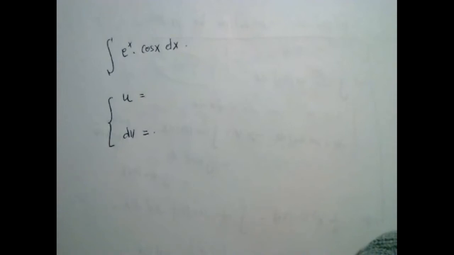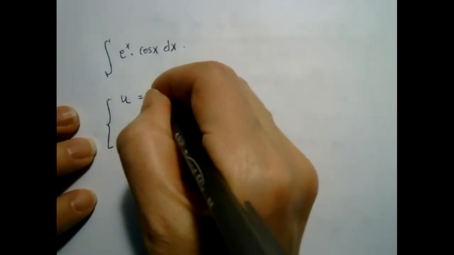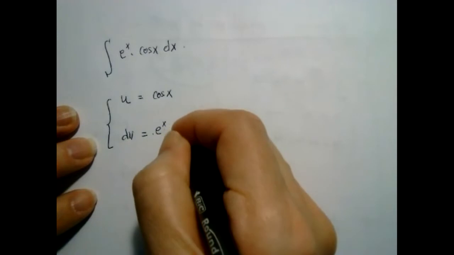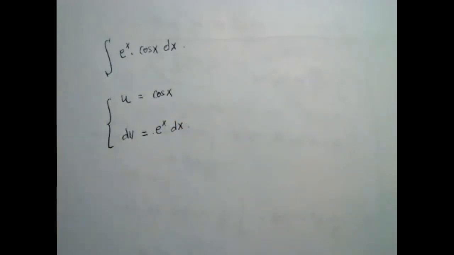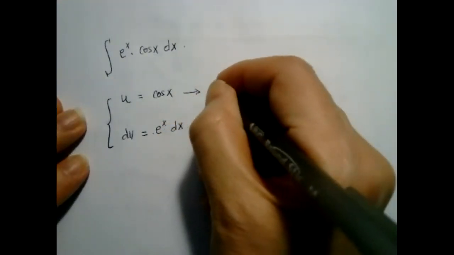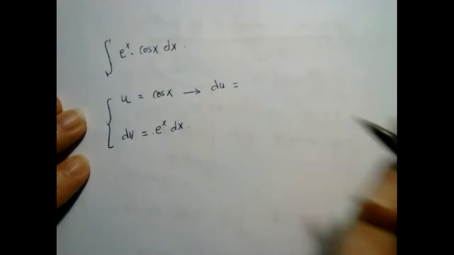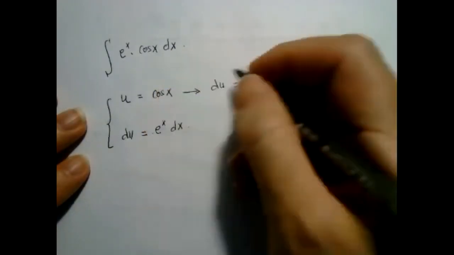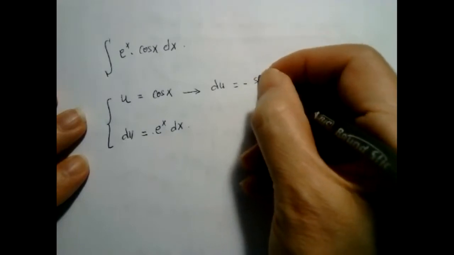Would u be cosine x and dv be e to the x? Okay, u is cosine and dv is e to the x dx. Okay, we're gonna try this and see what is gonna happen. Because there is nothing that guides us in this problem on what to choose, I just pick what your classmate tells me. The derivative of cosine is minus the sine.